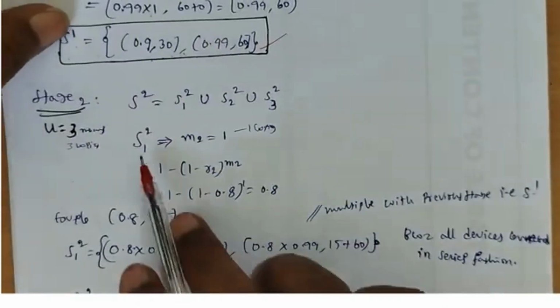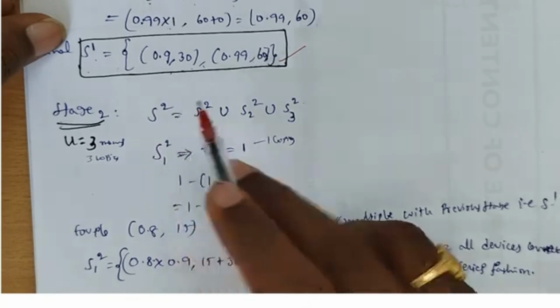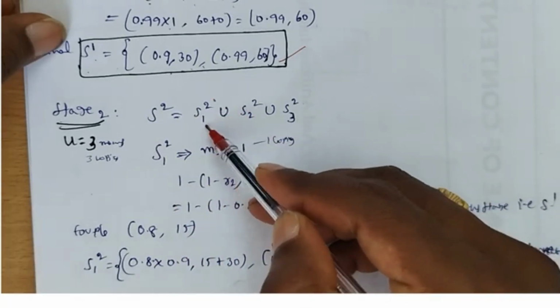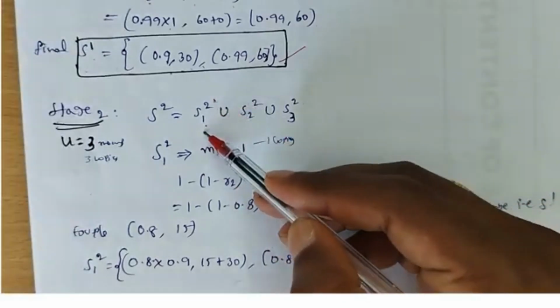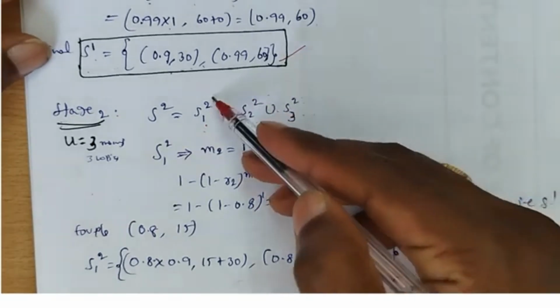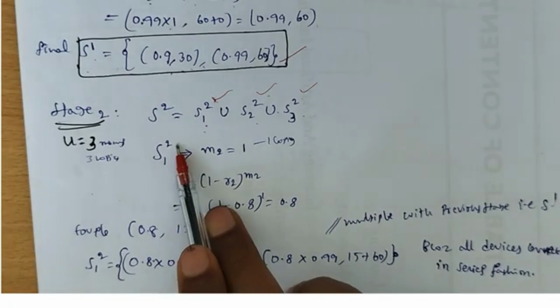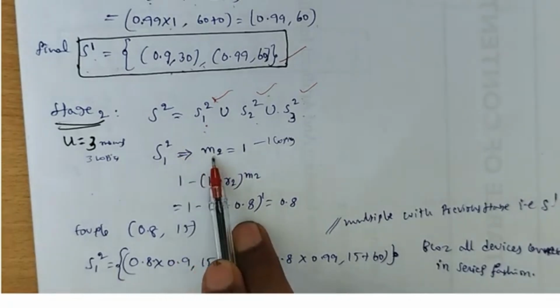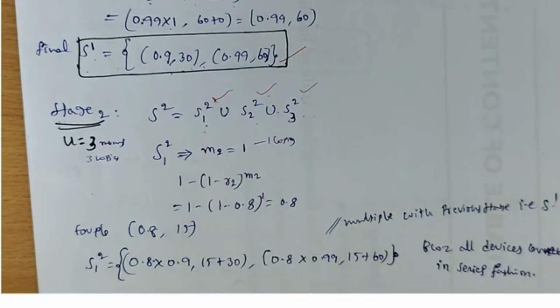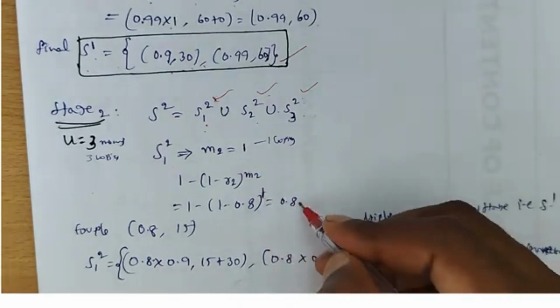OK, what about stage 2? Stage 2 equals s square base 1, s square base 2, and s square base 3, the first, second, and third device. Here we have to find each individually, then merge all three, union all three as we go. Here s square first one, m2 value equals 1. Since it is one device, the formula is 1 minus r square whole power m, that equals 1 minus 0.2 whole power 1, that equals 0.8.